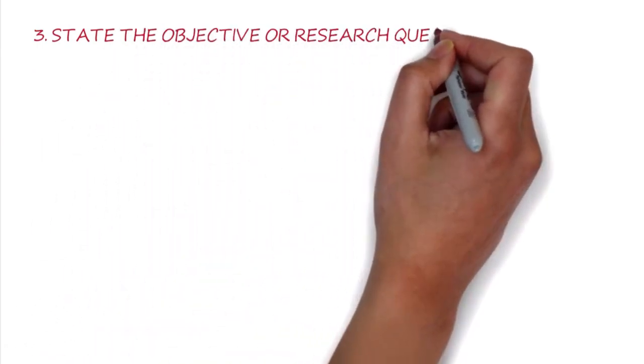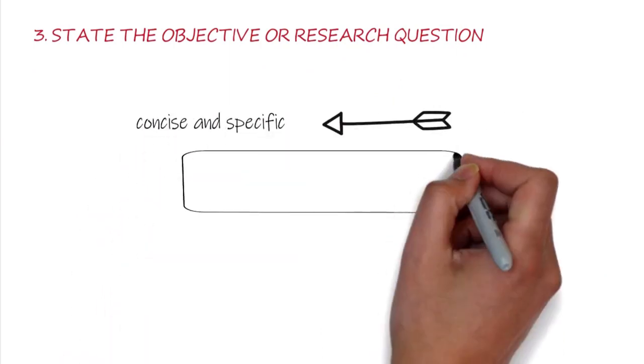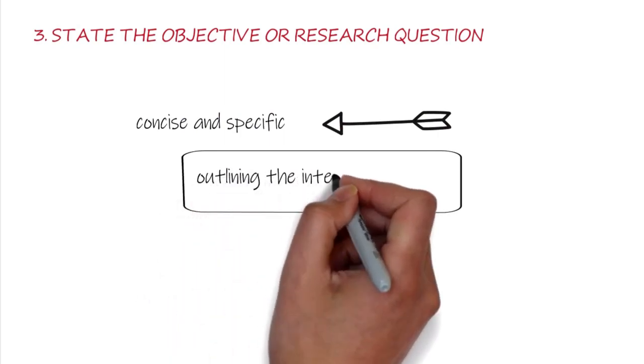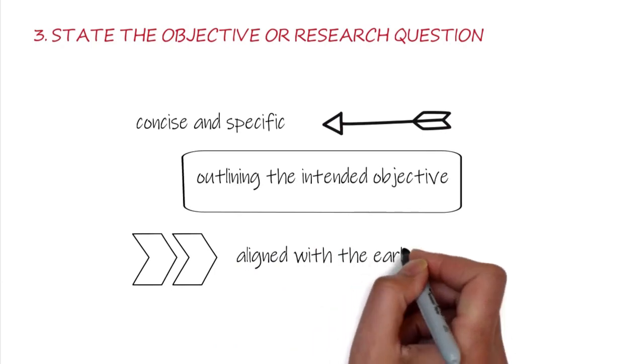3. State the objective or research question. Clearly state the objective or research question of your study. This should be concise and specific, outlining what you intend to achieve or investigate. Make sure it aligns with the context and background information you provided earlier.